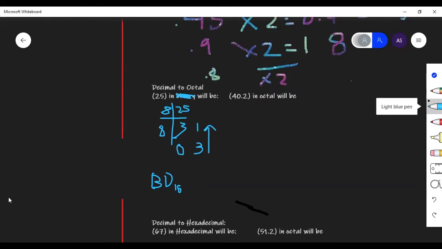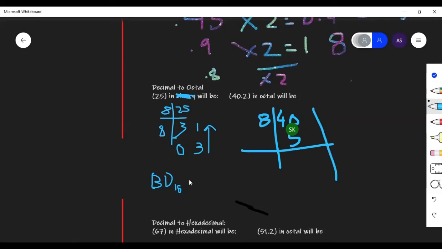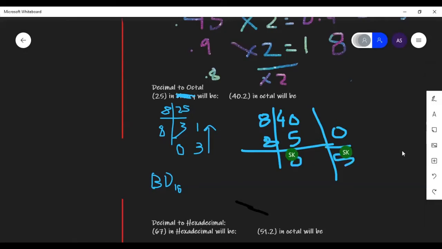Okay, in the second part we have 40.2. So let's divide 40 by 8. 8 5s are 40, so we get a remainder of 0 here. When we divide by 8 again, we get 0 and a remainder of 5. So before the decimal we have 50.